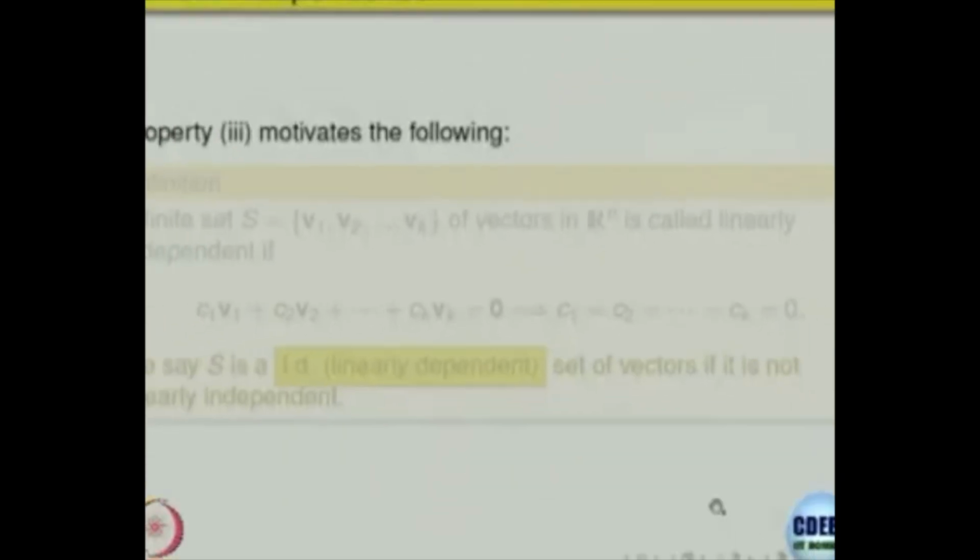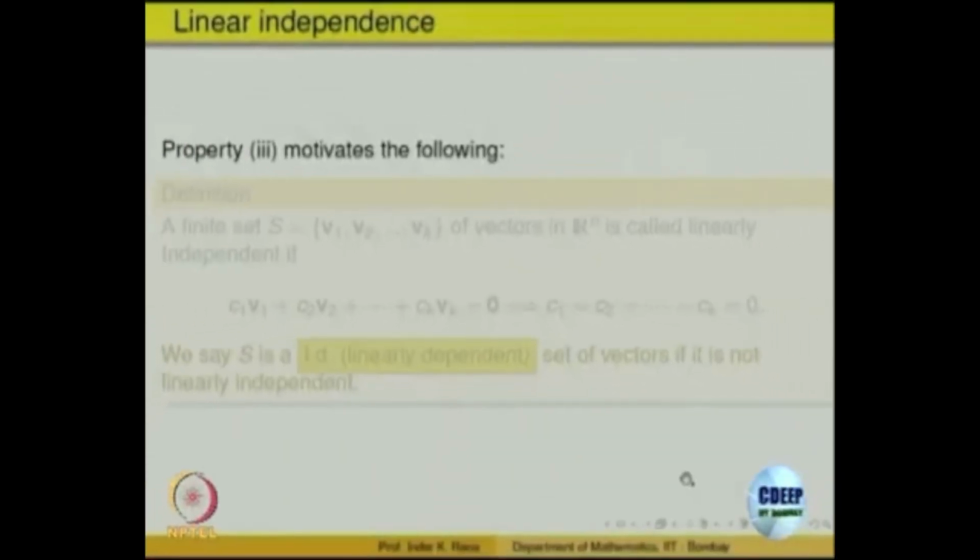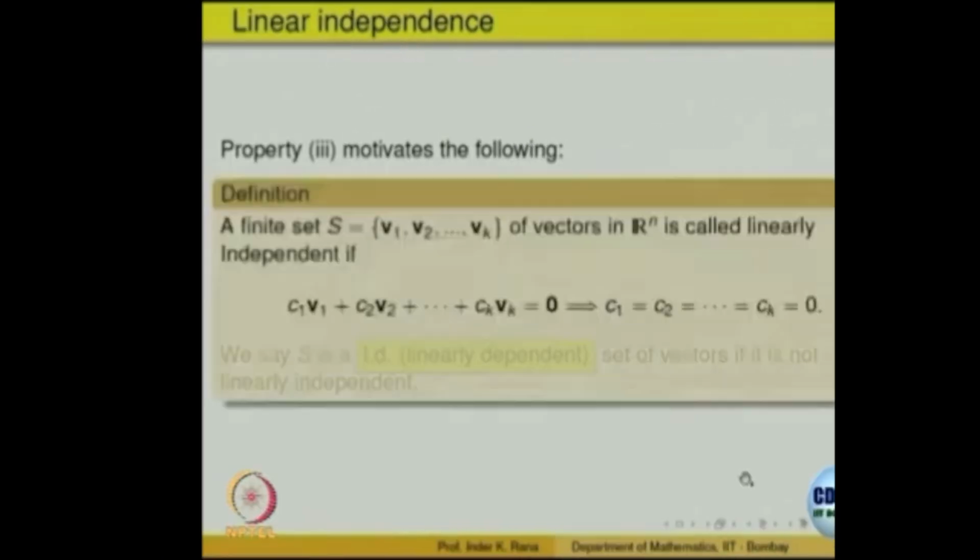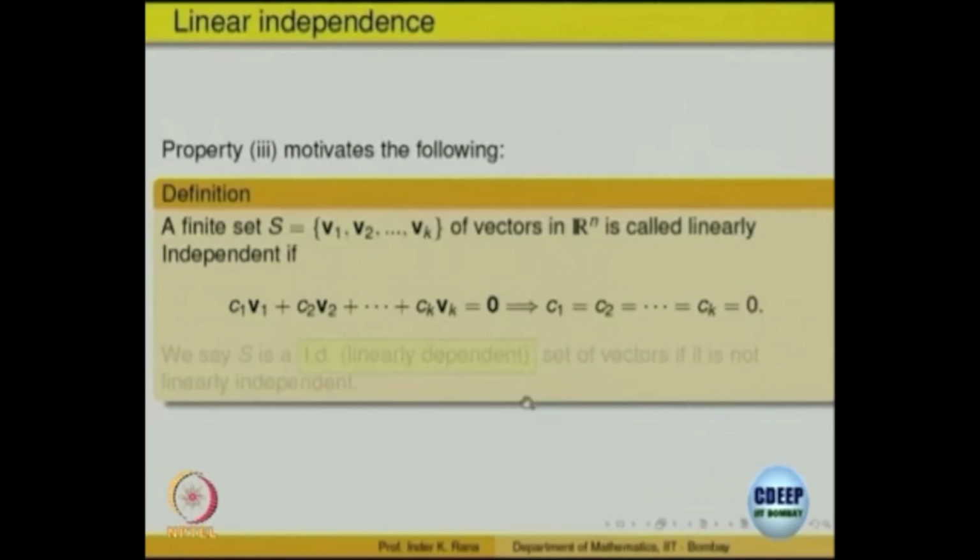What was property 3? That said every element has a representation and 0 has a unique representation. The unique representation property is an important one which will let us single it out. A set of vectors in Rn are called linearly independent. So that property that 0 has a unique representation means: if sigma alpha_i V_i is 0, then each alpha_i must be 0. That property is called the linear independence of the vectors V1, V2, ..., Vk.